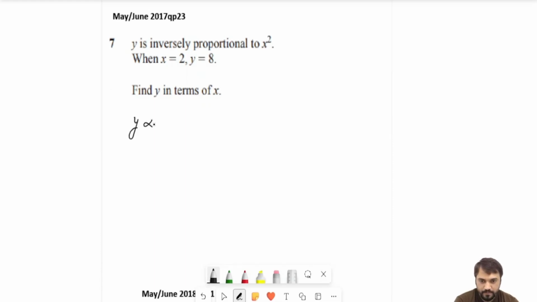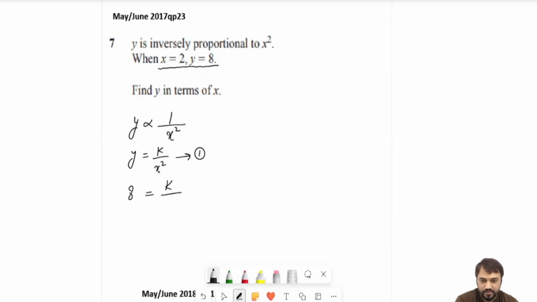Y proportional symbol, inversely means 1 over the other quantity, that is x square. And you know the rest of the solution, that is y is equal to k over x square. We have to convert this symbol into some constant. This is our equation number 1. We need to find the value of k by putting the value of x is equal to 2 and y is equal to 8.